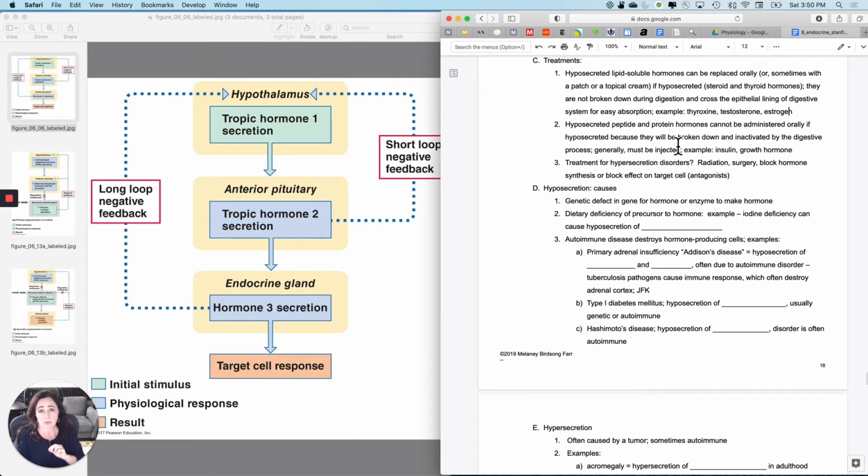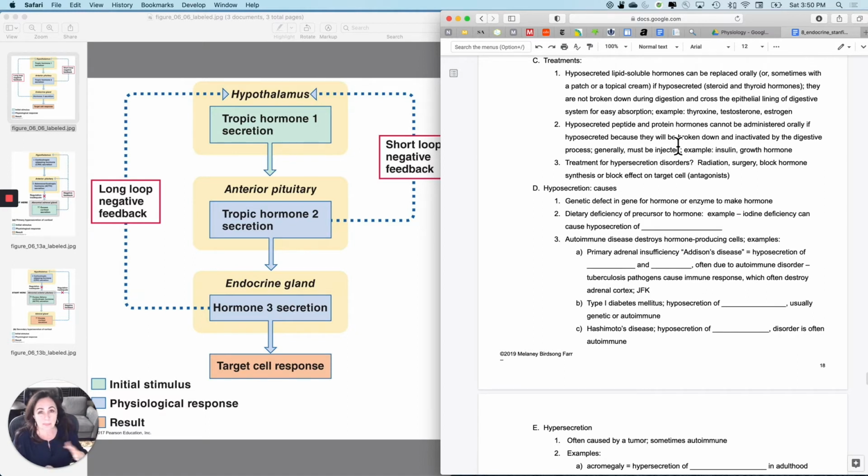If it's a hyposecreted peptide or protein hormone, you can't administer those orally because, of course, you break down peptides in the gut long before absorption at the intestine. You break them down in the stomach before absorption. So if it is a hyposecreted peptide hormone, you have to inject it, like insulin or growth hormone.